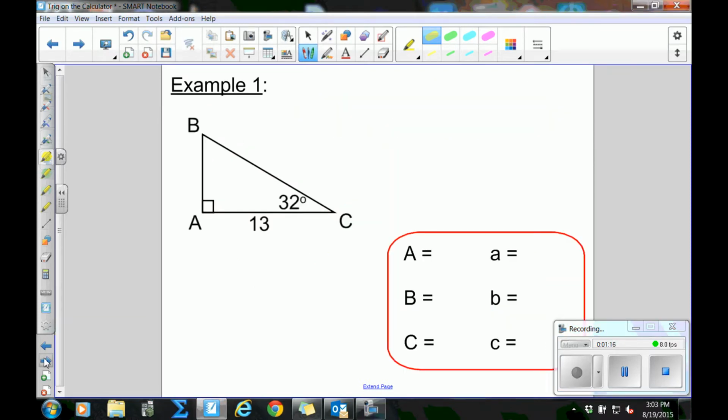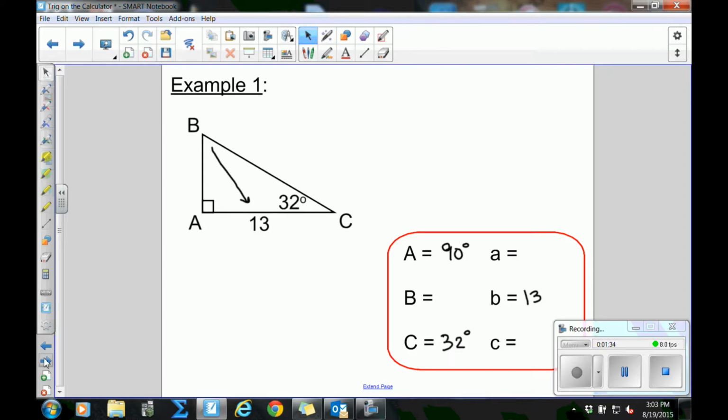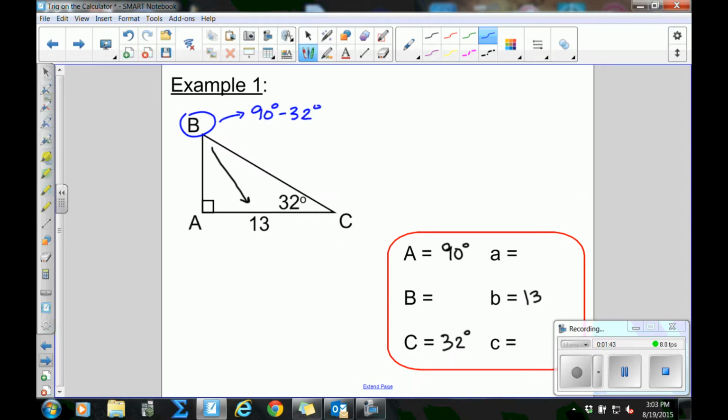In example 1, we're given 3 pieces of information. We're told that angle A is 90 degrees, angle C is 32 degrees, and side B is 13. The easiest thing to find first is angle B. You could find 90 degrees minus 32 degrees, and that means angle B is 58 degrees.